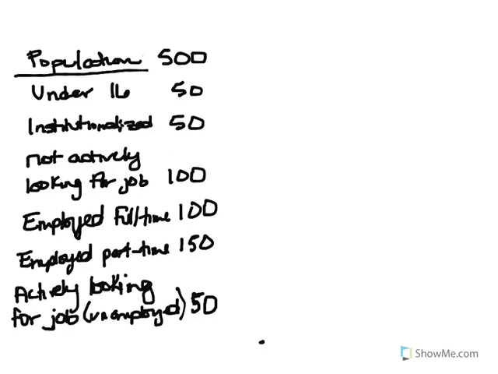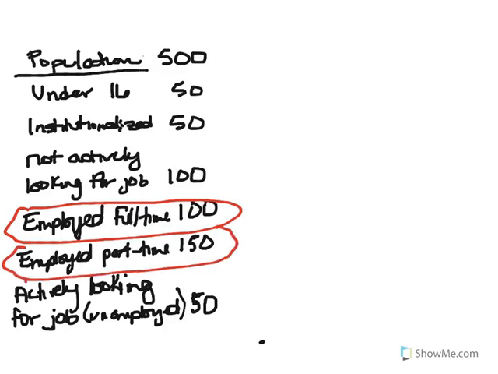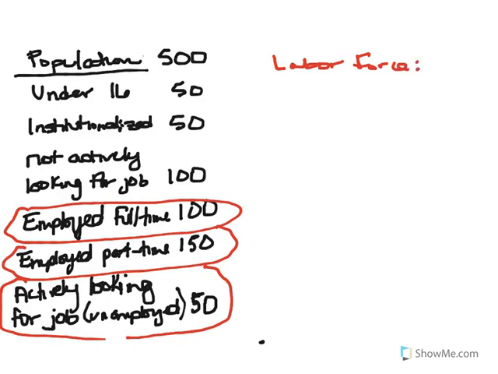So again, we can clearly see the number of people that are in the labor force are going to include people that are employed full-time, so right here, people that are employed part-time, so right here, and then of course those that are actively looking for a job, meaning that they're unemployed. So that becomes the size of your labor force. So the size of our labor force is 300 people. And then you look to see how many people in your labor force are unemployed, meaning how many are actively looking for a job. We see that that is 50.